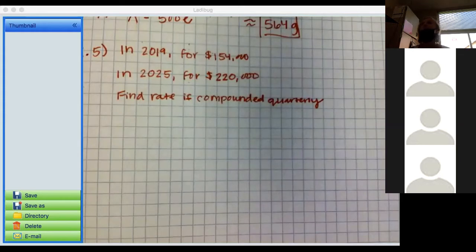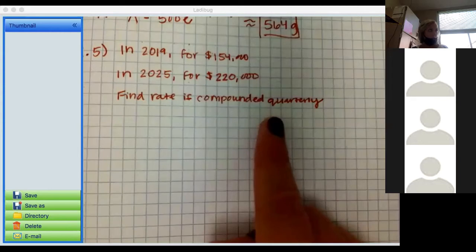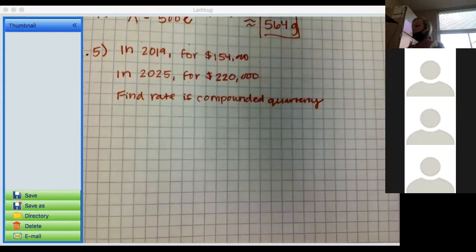Mine's terrible too. All right, I bought a house in 2019 for $154,000. In 2025, I'm going to sell it for $220,000. Find the rate if compounded quarterly. Did it say continuous anywhere? Don't use APER. It says I'm compounding it quarterly, which means how many times in a year? 4. Beautiful. So let's try to set up the equation.